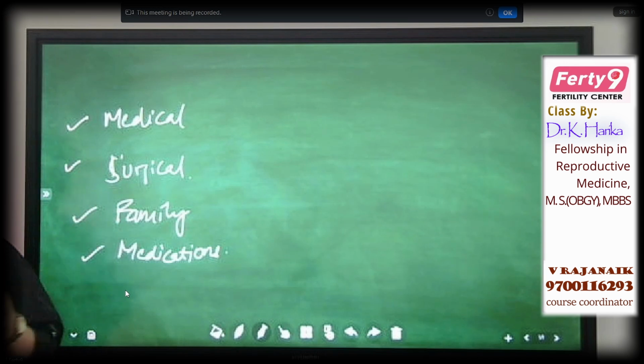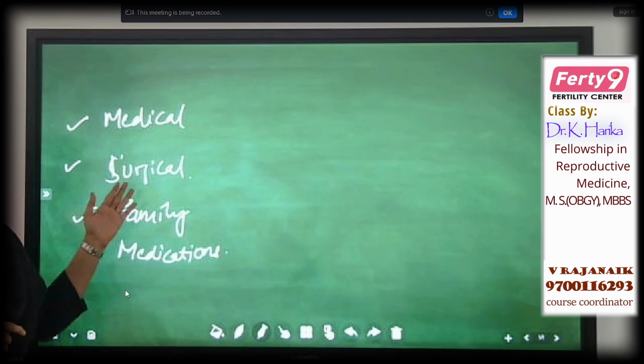So any history of sexually transmitted infection, or during childhood, whether he suffered from any mumps, measles, rubella, viral infections, all those we have to ask in the medical history.